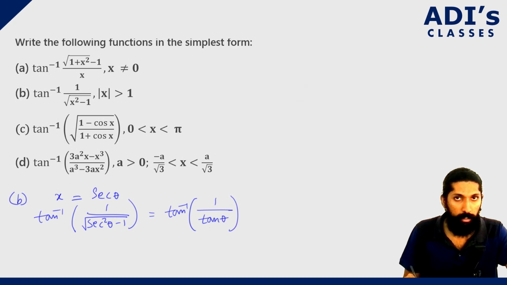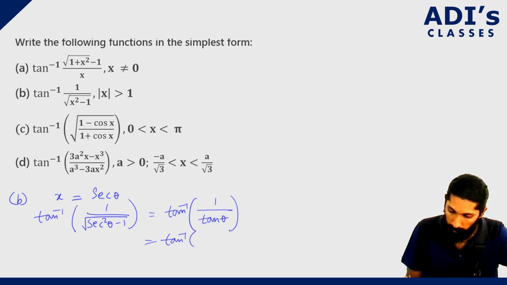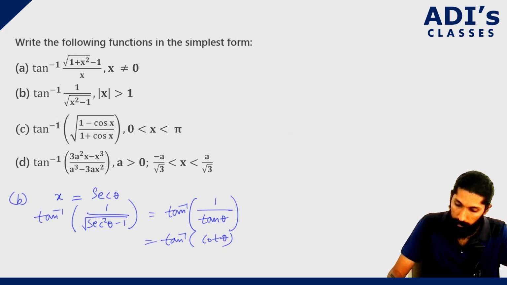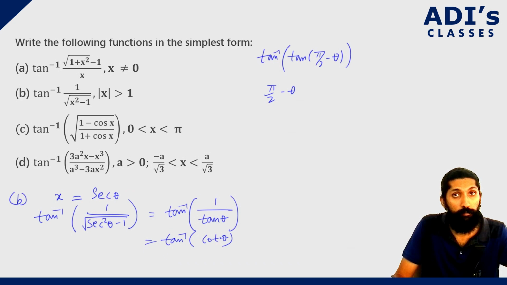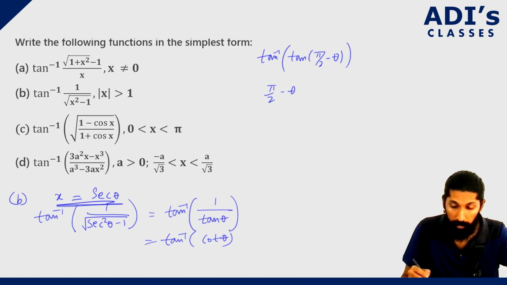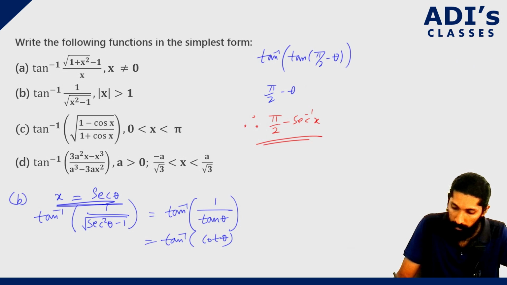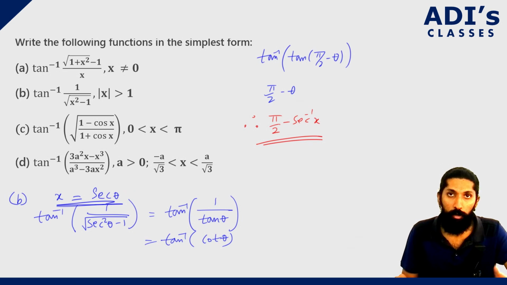You cannot cancel the tan and tan inverse right now. But what you can do is tan inverse of cot theta. Correct? Now, write cot theta in terms of tan. That means you will have tan inverse of tan of pi by 2 minus theta. So, final answer is pi by 2 minus theta. Guys, what is theta? Secant inverse of x, right? Therefore, final answer is pi by 2 minus secant inverse of x. This is going to be the answer for the second one.